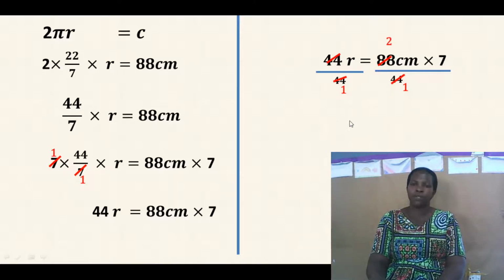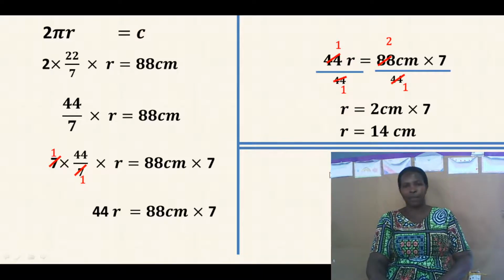So what does it mean? That our radius is equal to 2 centimeters times 7. So finally our radius will equal 14 centimeters. We shall underline that as our final answer.